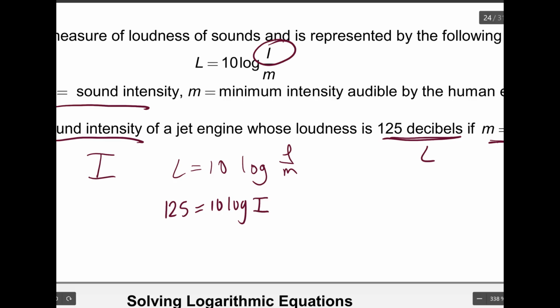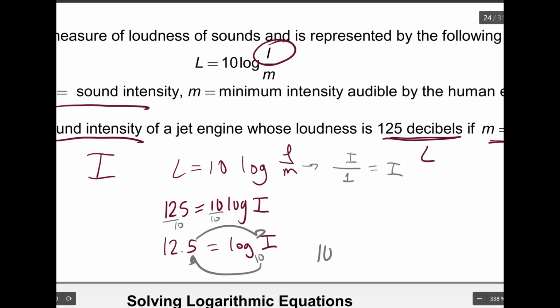All right, so divide each side by 10. I have 12.5 is log of I. How would I go about solving this? Step by step, when I inserted I divided by 1, that was equal to I. Divide each side by 10 here. I get 12.5 is log I. Secretly, there's no base written, but we know it's 10. So if I rewrite in terms of what we already know, 10 to the 12.5 equals I.